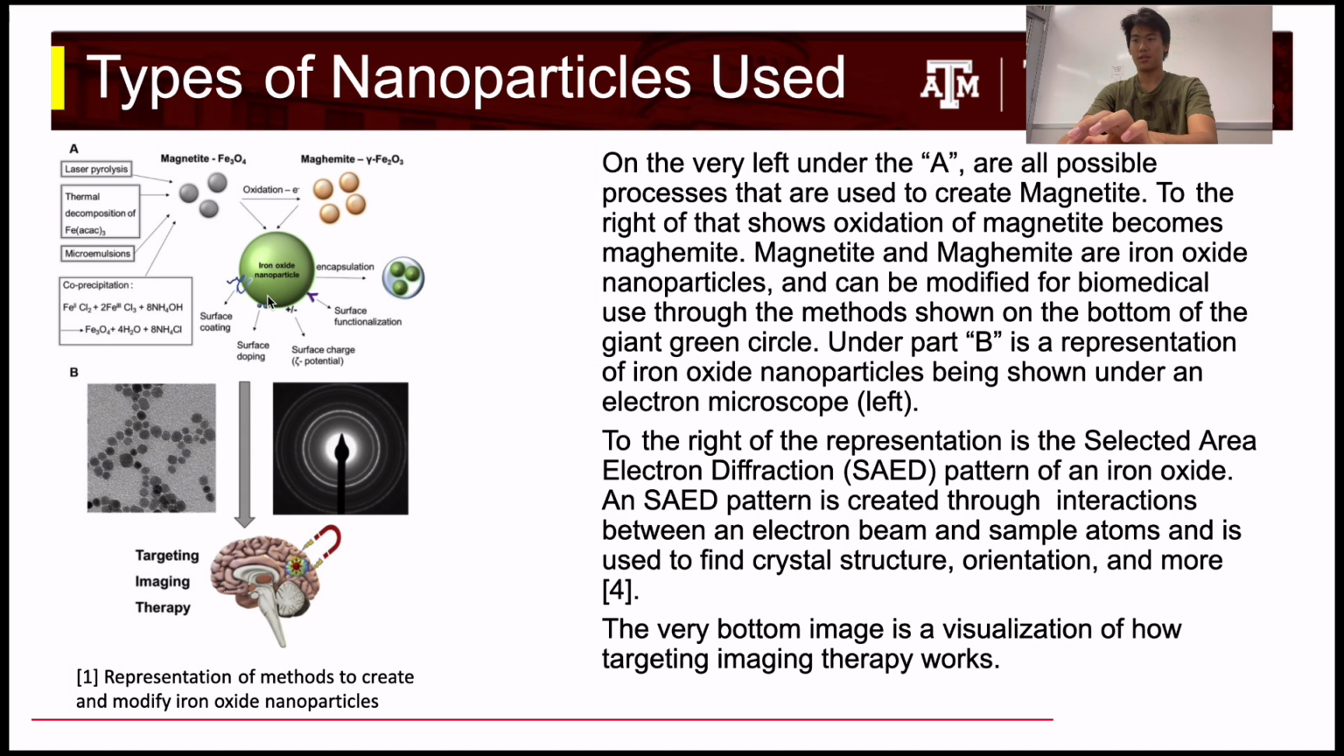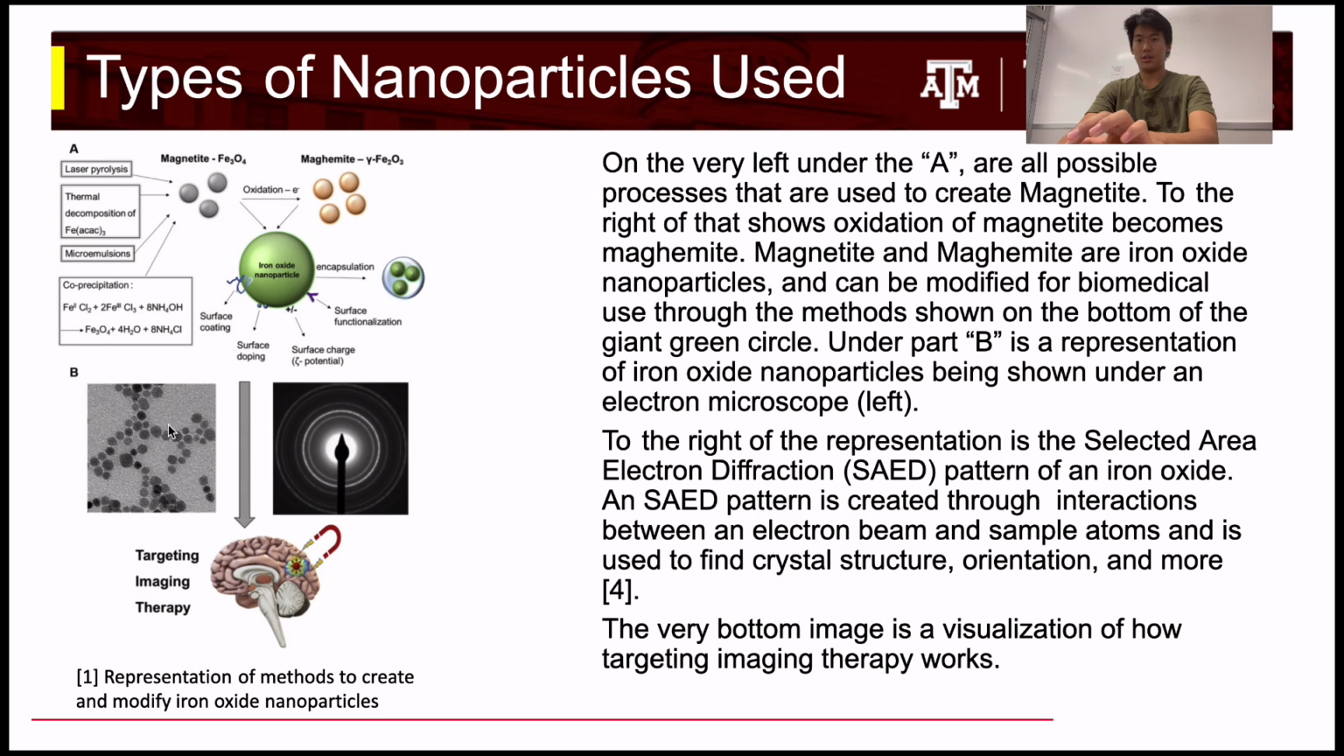And both of these are iron oxide nanoparticles, and some of the ways they are used are shown at the bottom of this green circle. They can be used in surface coating, surface doping, surface charge, and surface functionalization.